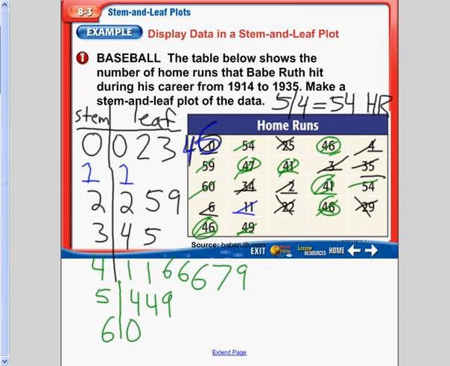That was quite a bit of work for categorizing. We had about 22 different numbers there. But if we compare the table to our stem and leaf plot, it's a little easier, especially if we're trying to find maybe the mode or the median, because now we have it in order, and it's kind of nice and neat.